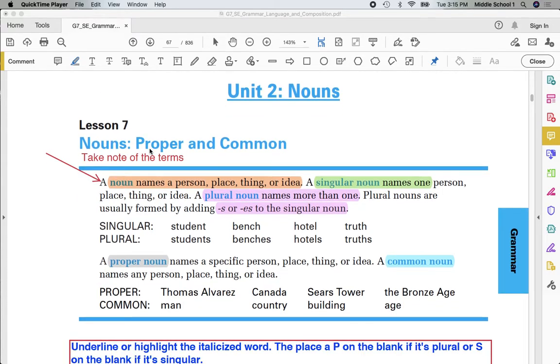Once again, if you follow along closely today with our class discussion, you will be successful in completing lesson number 7.